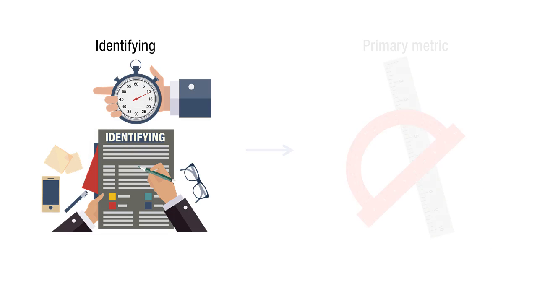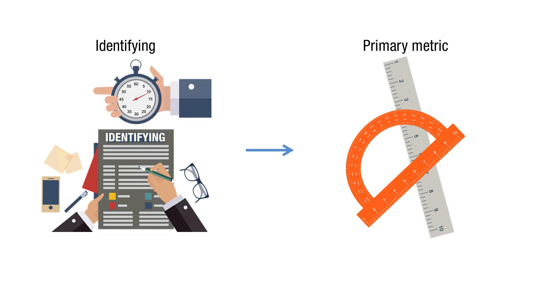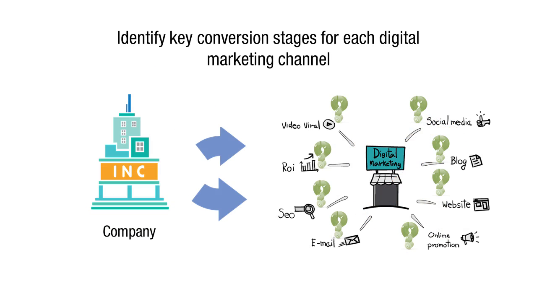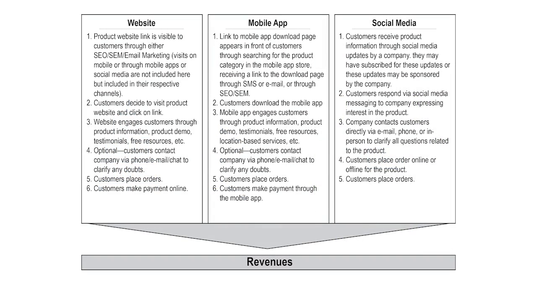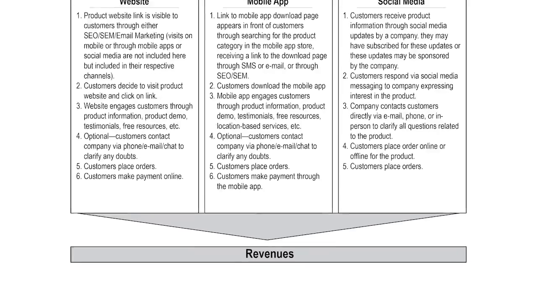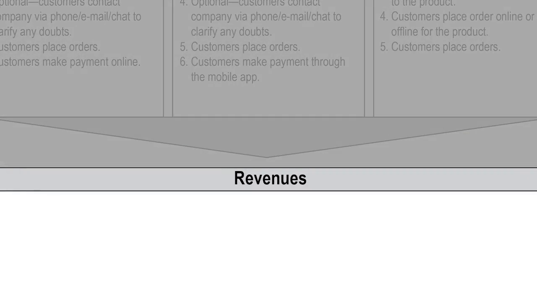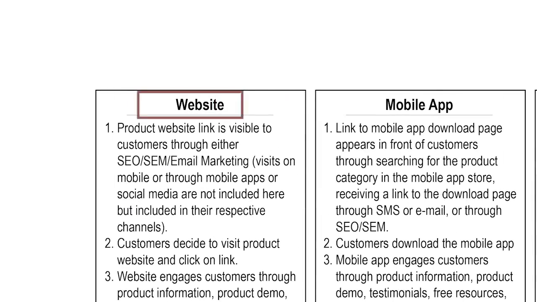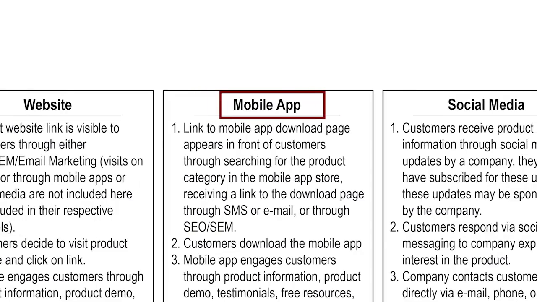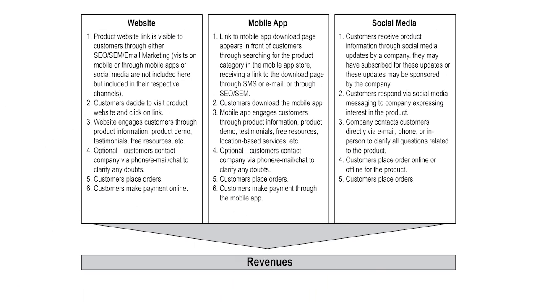After identifying the primary metric, the company must work backward to identify key conversion stages for each digital marketing channel. An illustration is shown here. In this figure, the primary metric is revenues, and there are 3 digital marketing channels that can be used to achieve targets related to revenues: the website, the mobile app, and social media. For each channel, the figure shows the steps in converting interested prospects.